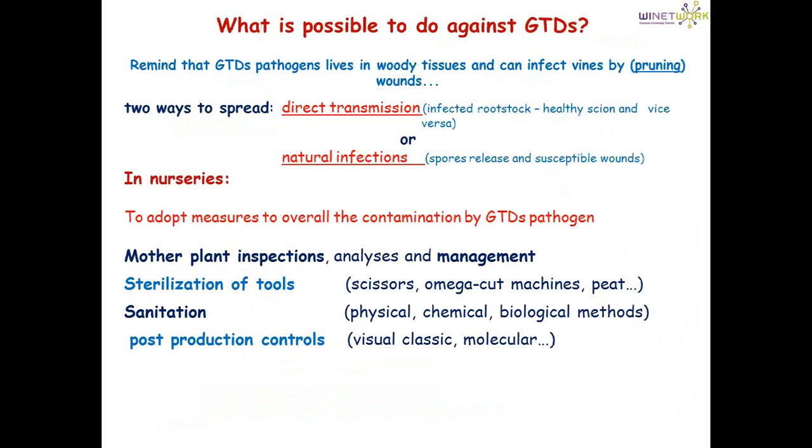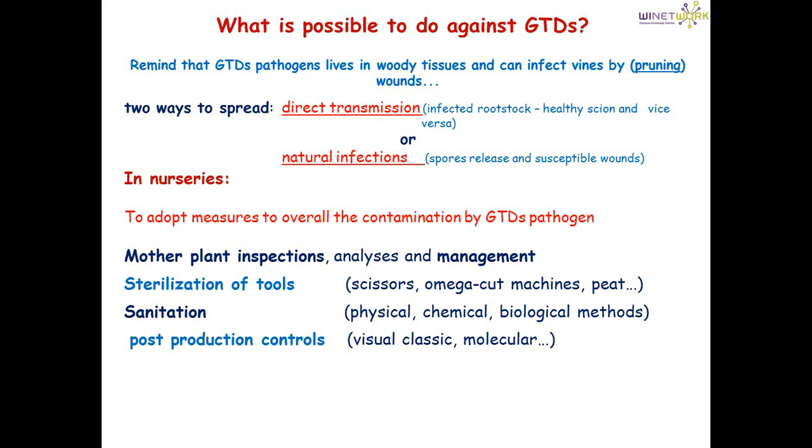And what is possible to do against grapevine trunk disease in nursery? According to this information, what could we do against GTD? We know that they can spread by natural infection and also from infected material from nursery. So, in nursery, the best would be to adopt measures to limit the contamination from GTD pathogens, as for instance, the mother plant inspection, just to individuate some plants that maybe could be infected. To use sterilization of tools, just because, for instance, scissors or the omega cut machine were found to be infected by GTD inoculum.